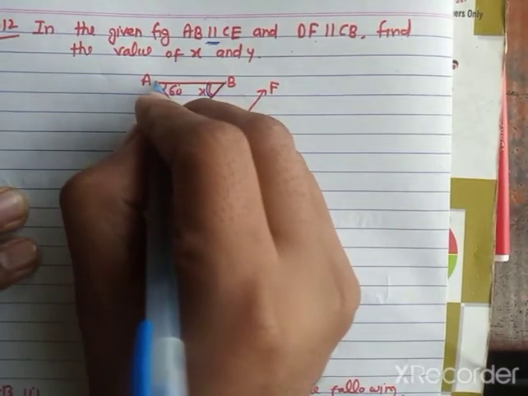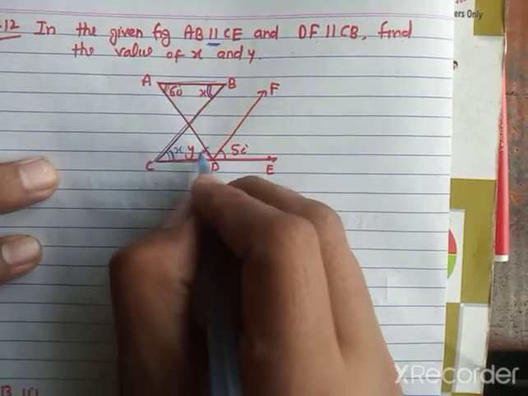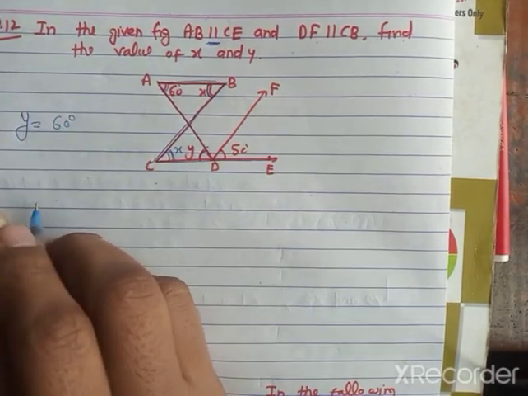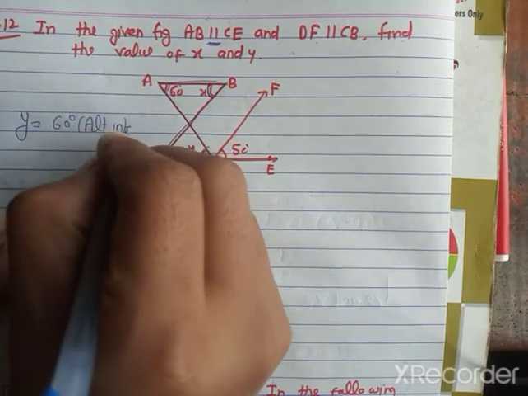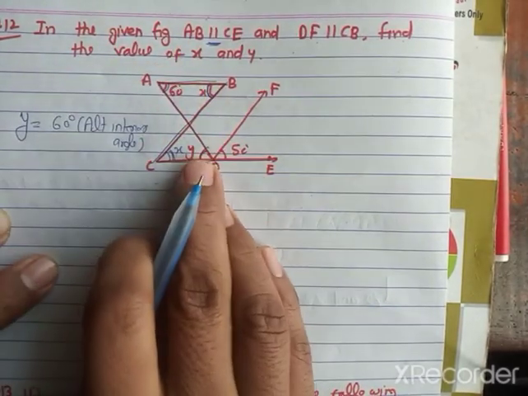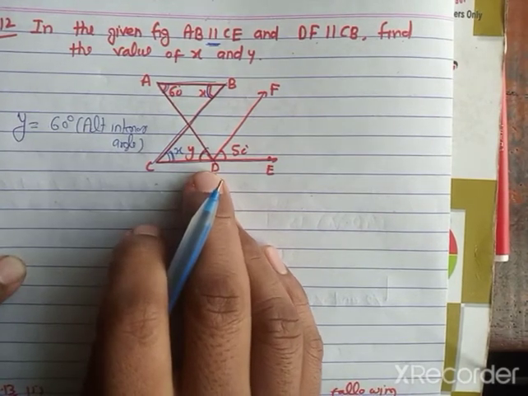And this line and this line are parallel and this is a transversal. So this angle is equal to this angle. It means angle Y is equal to 60 degrees by alternate interior angles. So Y is equal to 60.